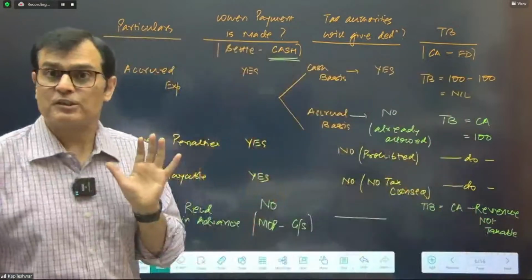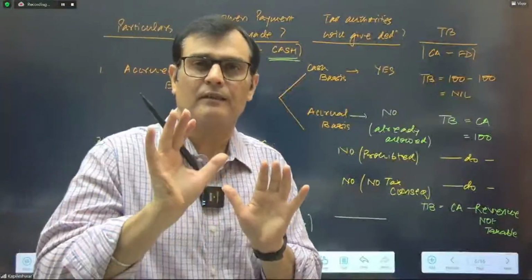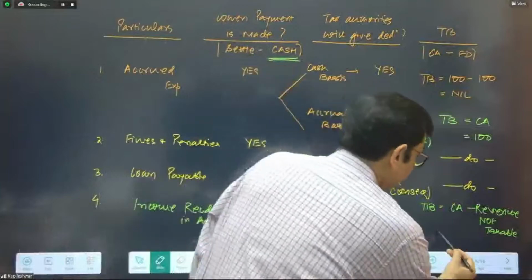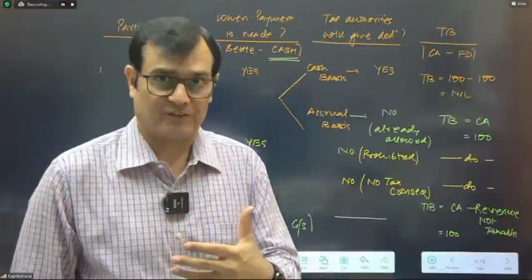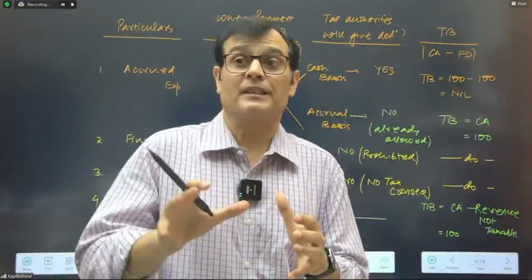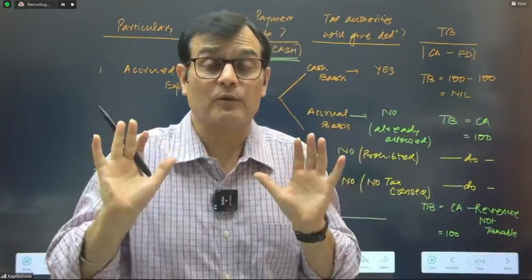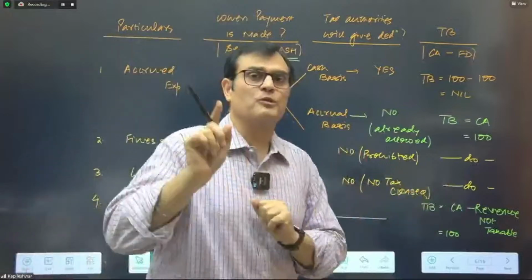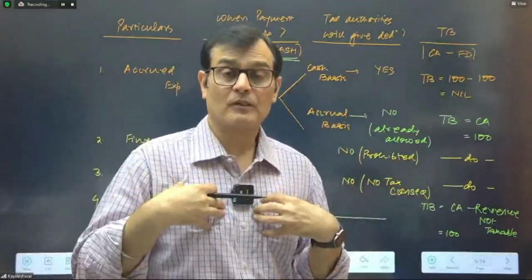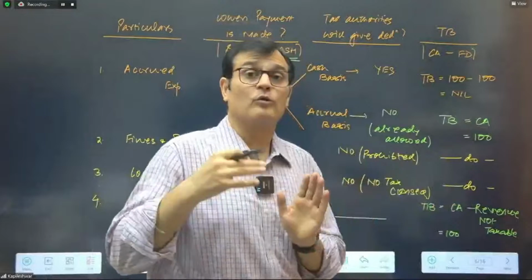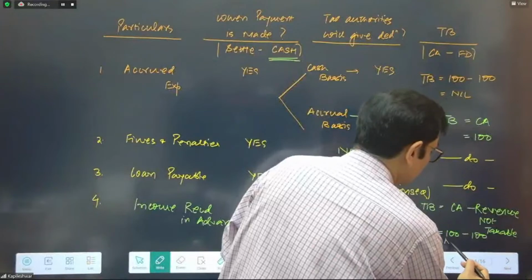So in this case we consider the carrying amount minus the revenue. Let me compute it, then I'll give you the logic. The carrying amount is 100. There is an income received in advance, and the income tax authority says, we're going to tax it right now on a cash basis. So what is the revenue which will not be taxable in the future? The entire 100. They've already taxed you on a cash basis. So there will be no tax in the future on the entire 100, which means the tax base becomes nil.